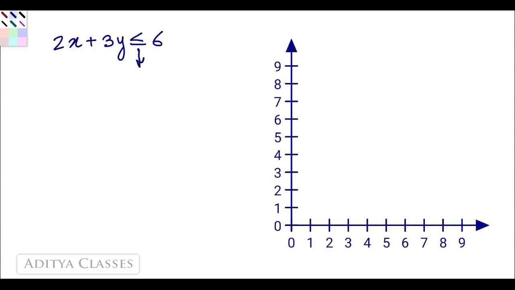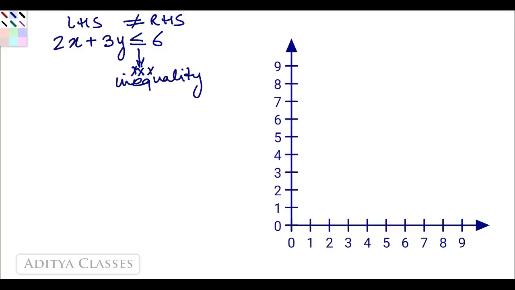First things first, we cannot plot less than or greater than areas. We cannot solve these. So in order to solve these kind of inequalities, what is this? This is an inequality. Why is this an inequality? Because left hand side and right hand side are not equal. They are less than each other. Left hand side is less than right hand side. It can be equal, but more often than not it will be less than. So it is an inequality.